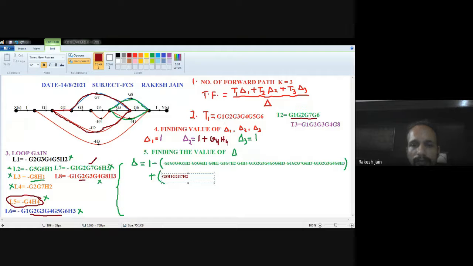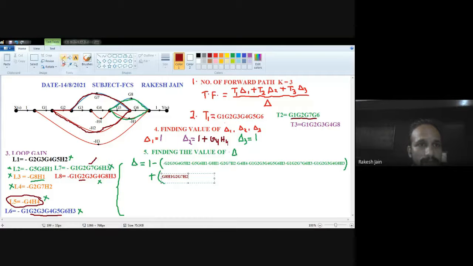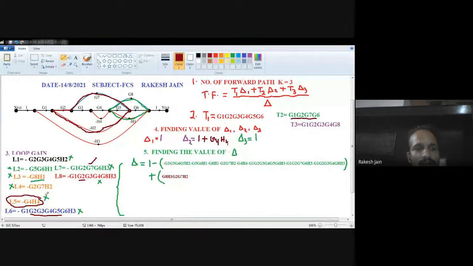Is touching with one. Okay. See loop 4 and loop 5th. Loop 4th is what? G2, G7, S2. So I just draw with the brown color here. G2, then G7, and then the last one is minus S2.